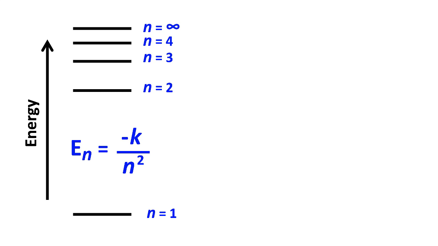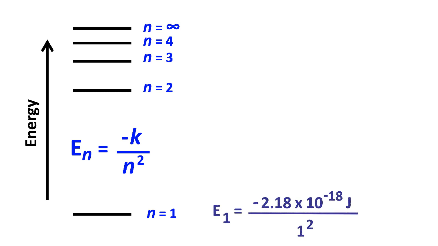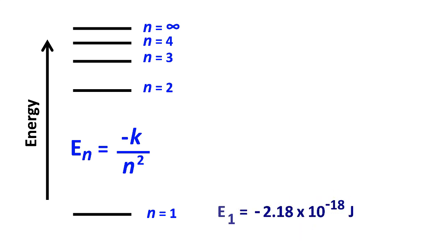Okay, so let's do a little bit of calculating with Bohr's theory and with the energy relationship here. Let's calculate the energy of level 1. Well, it's pretty simple. K is 2.18 times 10 to the minus 18th joules. There's a negative in front of it, and then we divide by the energy level, which is 1 squared. And the math on that is really easy. Dividing by 1 squared is the same value. So the energy of level 1 in the hydrogen atom is negative 2.18 times 10 to the minus 18th joules.